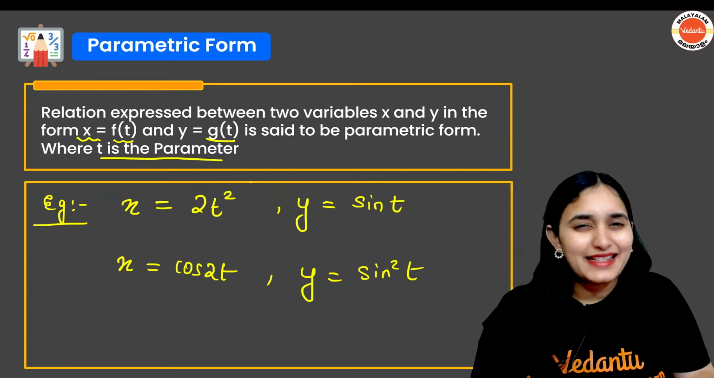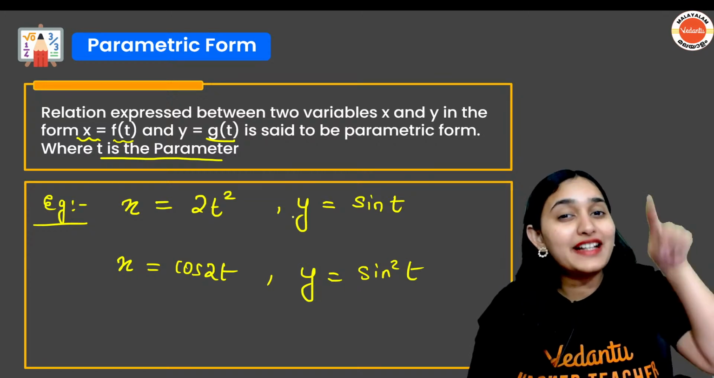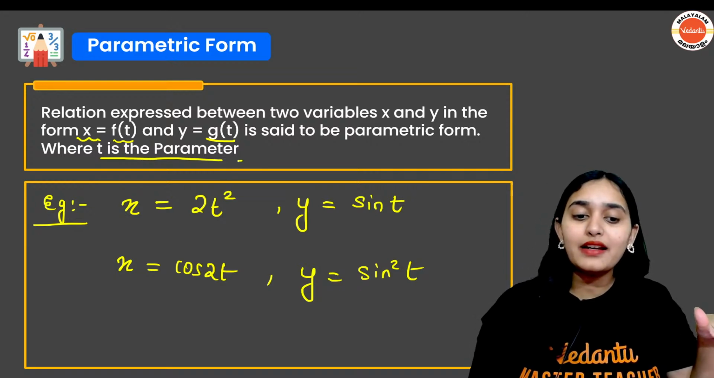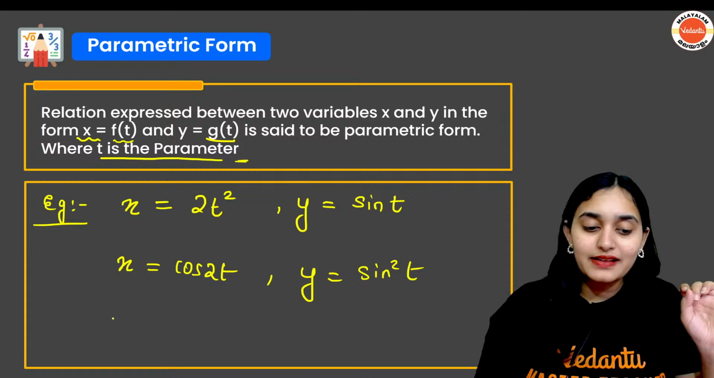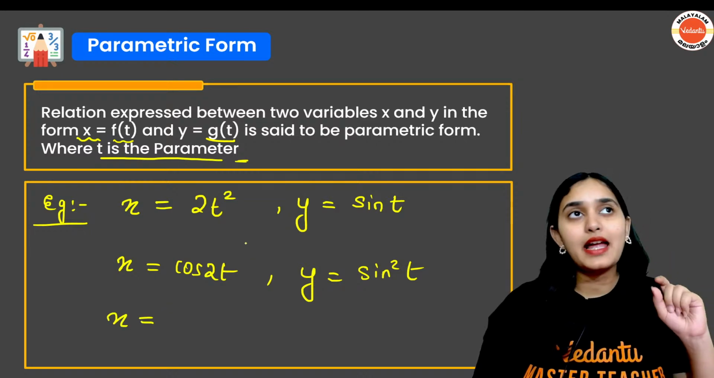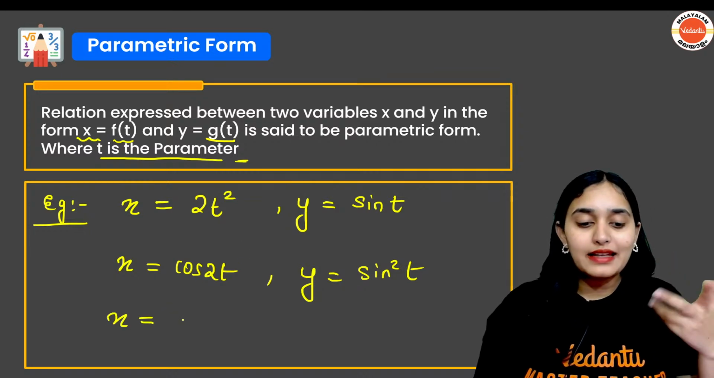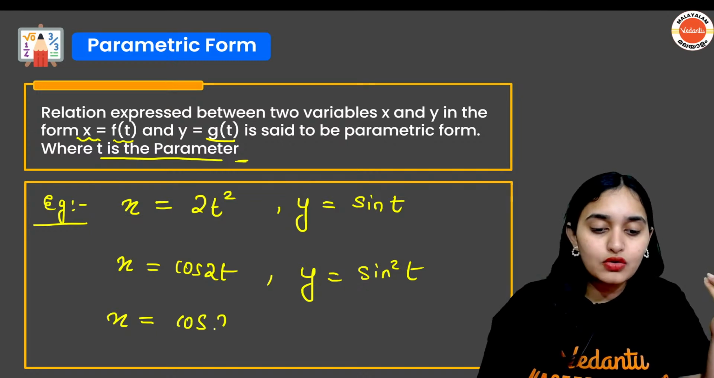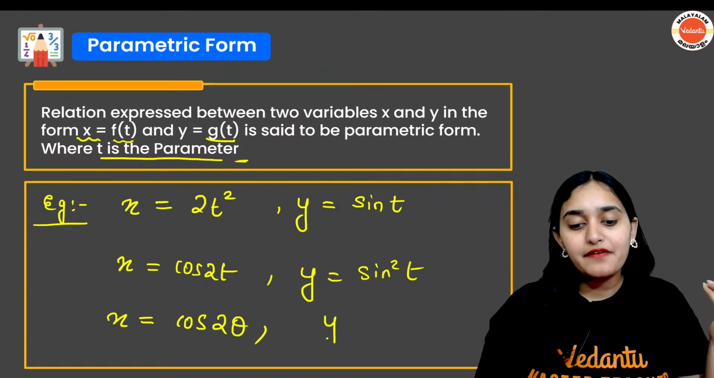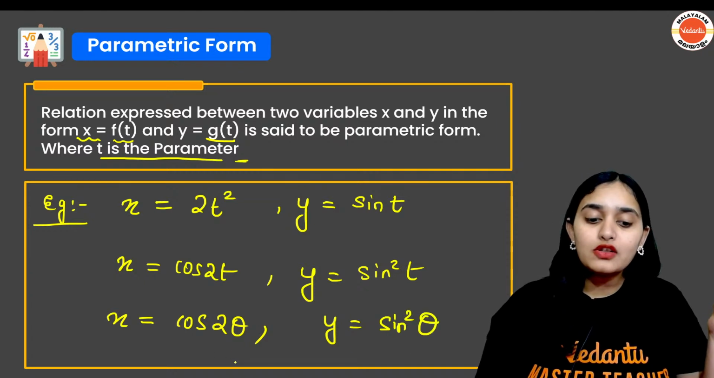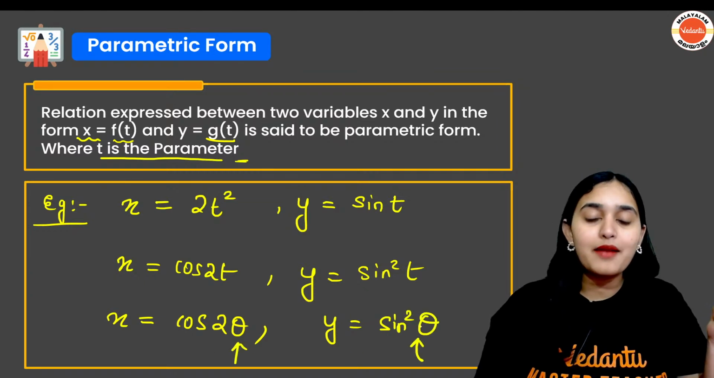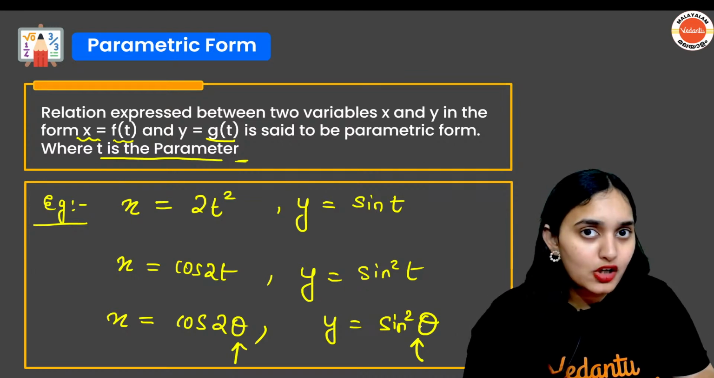Or is it necessary that they should be a function of t only? No, the parameter can be anything. For example, x can be written as let's say cos 2 theta, and y is also sine square theta. So here also our theta is the parameter and x and y both are dependent on them.